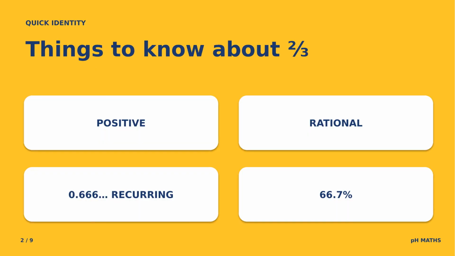Quick identity check. 2/3 is positive. 2/3 is rational, a clean fraction. As a decimal, it's 0.66 recurring forever. As a percentage, it's about 66.6%, and it's the natural partner to 1/3. Add them together and you get one whole. So anywhere a third pops up, 2/3 is usually right behind it.